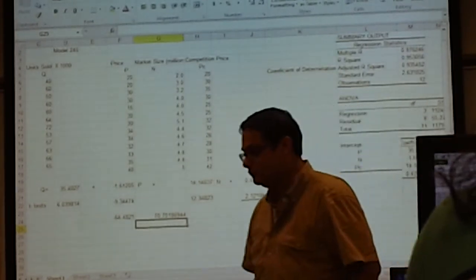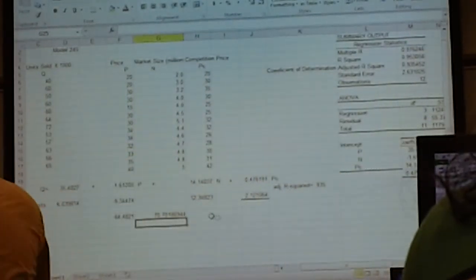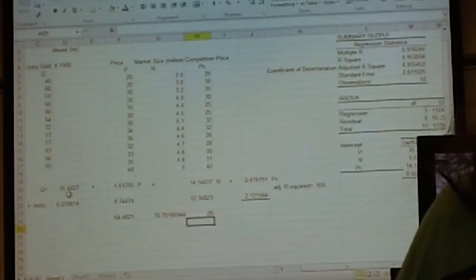That gives us the market size. Now we're gonna take 42 times this. Now, if we add those three things up and add it to this, we should get Q.